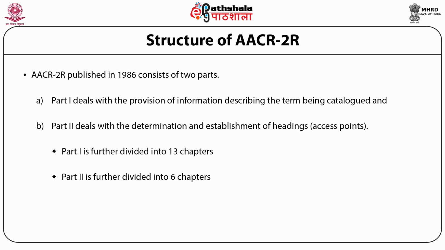Part 2 is further divided into 6 chapters, that is chapters 21 to 26. Chapter 21 discusses choice of access points, while the next 3 chapters, that is chapters 22, 23 and 24, deal with the choice and rendering of headings for persons, geographic names and corporate bodies respectively. Chapter 25 discusses rules of uniform titles, while the last chapter, chapter 26, deals with the making of references.